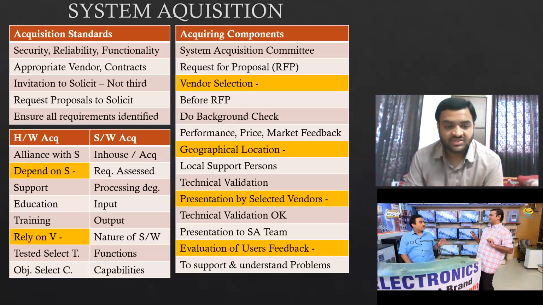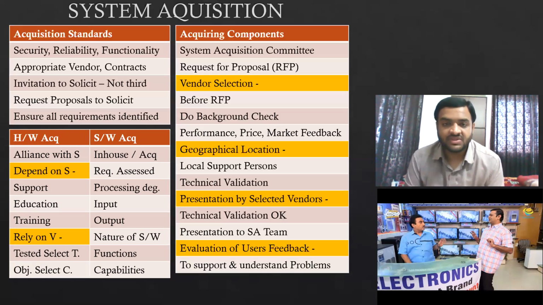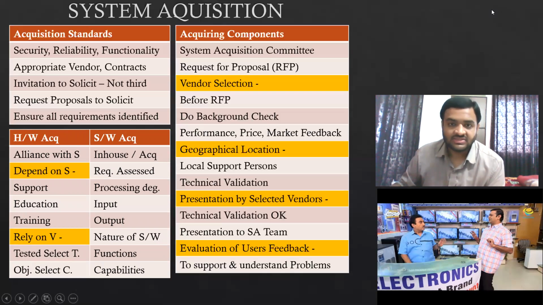In hardware acquisition, we are supposed to prepare an alliance with the supplier. It must not be the case that if you have purchased a hardware, that was a one-time contract. You know that the hardware may have a problem in the future also. So we will enter into a contract with him that if any problems come in future, please support us during those times. So that is technically an alliance with the supplier.